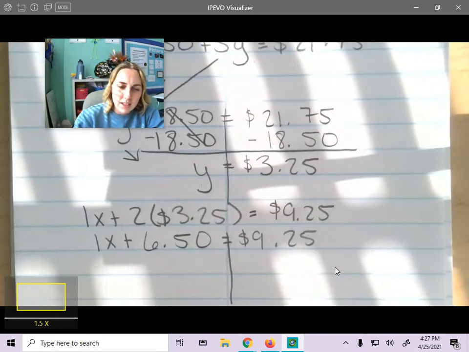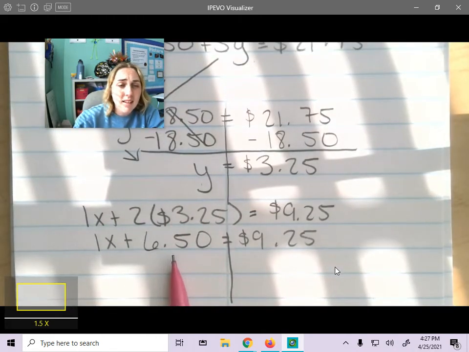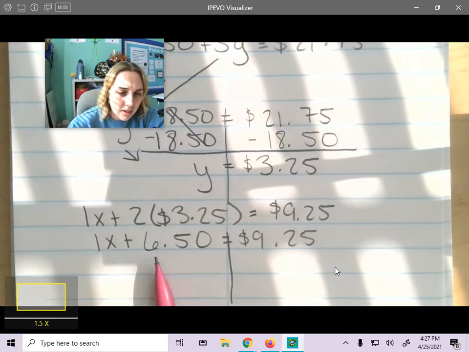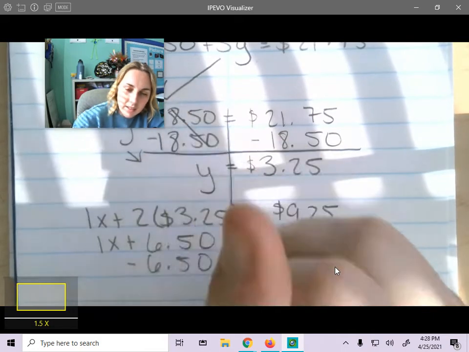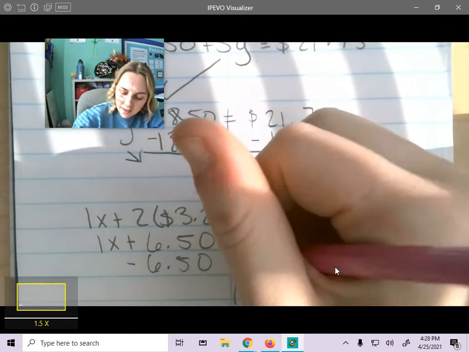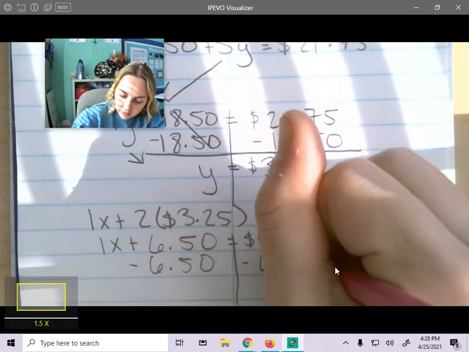And now I need to get x by itself. All right. So what I need to do is I need to get rid of the constant. The constant is $6.50. This is a positive $6.50. So I need to do the opposite, which is subtraction. And if I do it on one side, I have to do it on the other side as well.